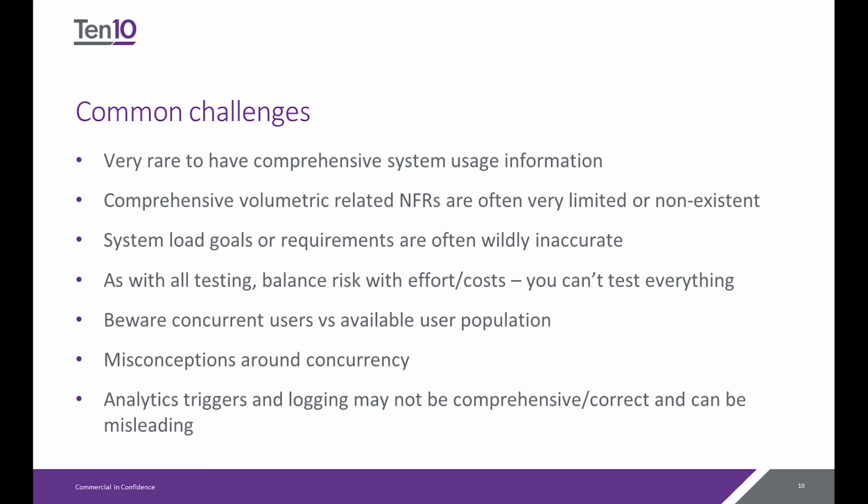Also be wary of the idea of concurrent users versus available population. If you have 10,000 users that can use your system and are registered for it, that doesn't mean you will have 10,000 of them concurrently at a point in time. Also, if you do have, for example, 5,000 users logged into your system or into your application, it's also very important to understand how much activity is actually going on and how much load that all those users are applying.